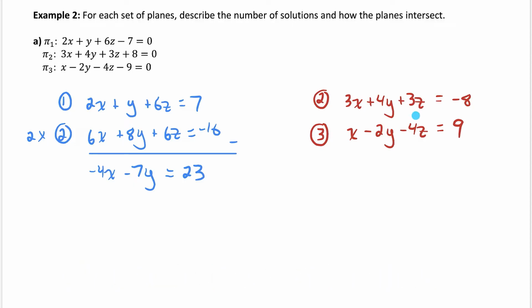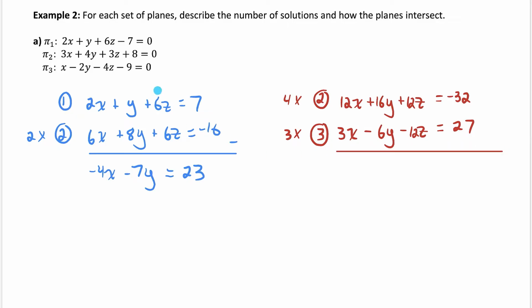So I'm going to make the coefficients of both of those z's be 12 and negative 12. So I'll multiply equation 2 by 4 and equation 3 by 3. So let me go ahead and adjust all of those coefficients. And now because the coefficients of the z's have the same absolute value but opposite signs, I know that adding them will eliminate them. So I'll add all of the like terms. That will give me 15x plus 10y plus 0z equals negative 5.